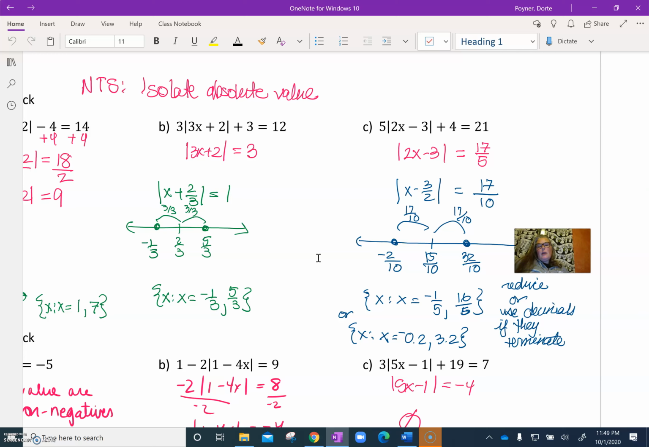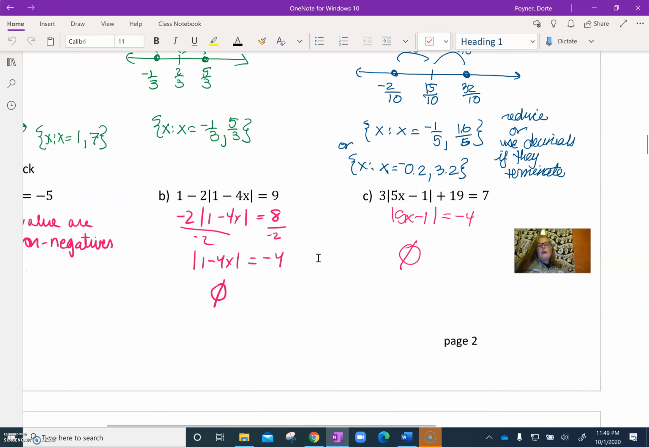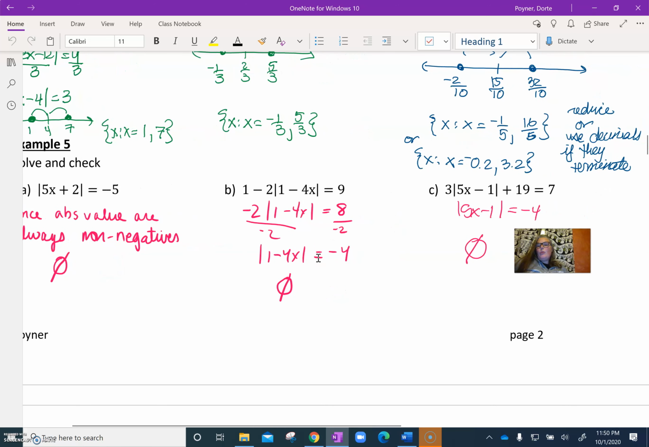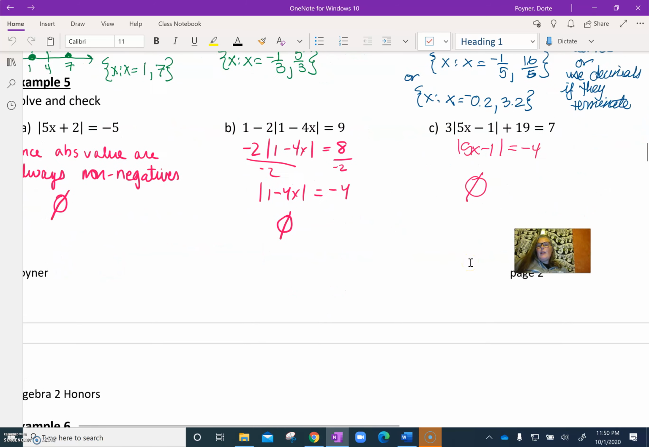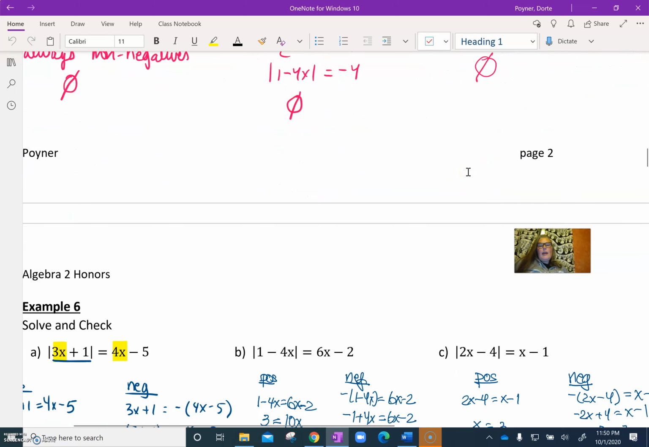I just used the conceptual method here because I feel like it's faster, but if you get the same answer some other way, more power to you. That's great. You can do it algebraically as well if you like. For example 5, part C, I'm getting no solution, isolating the absolute value first and getting no solution.